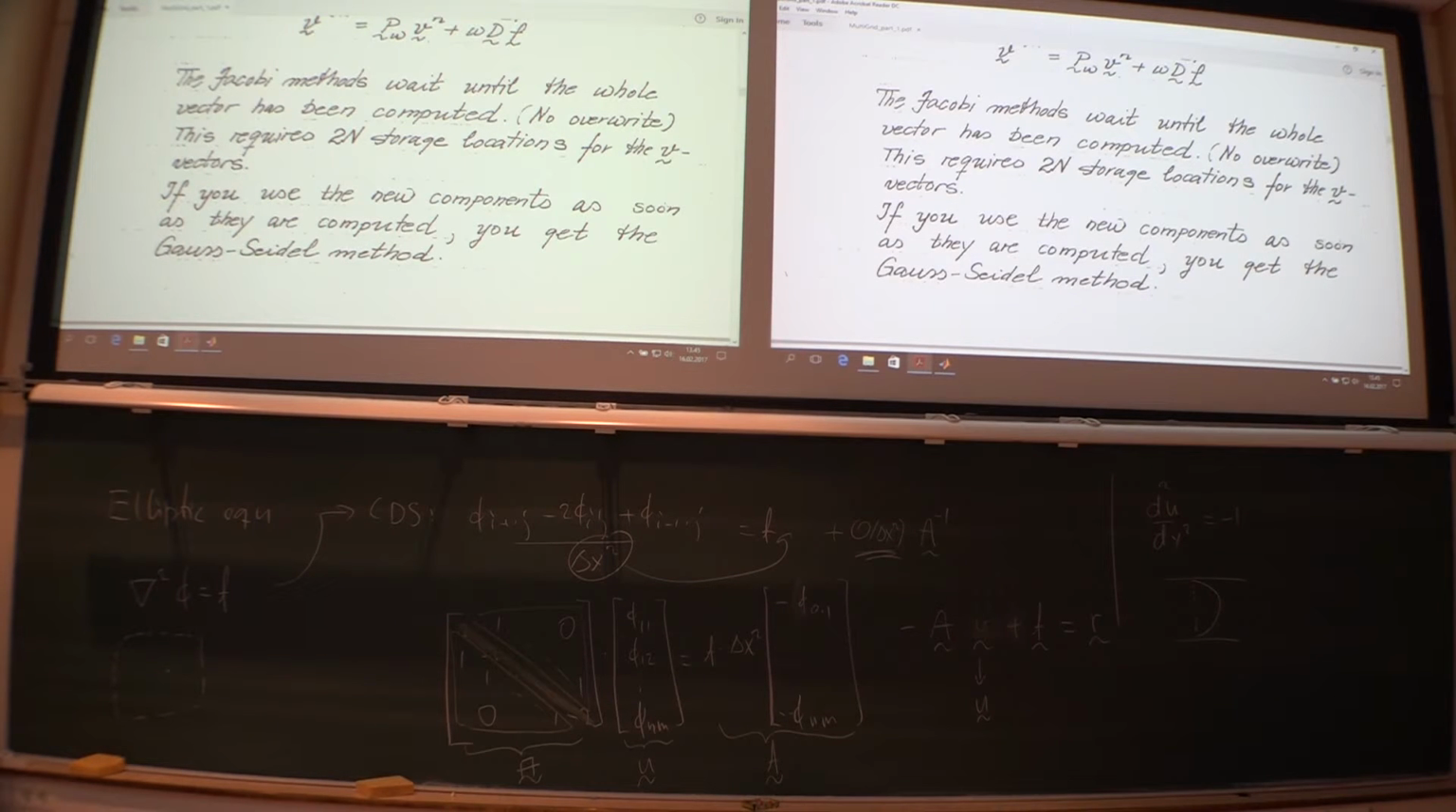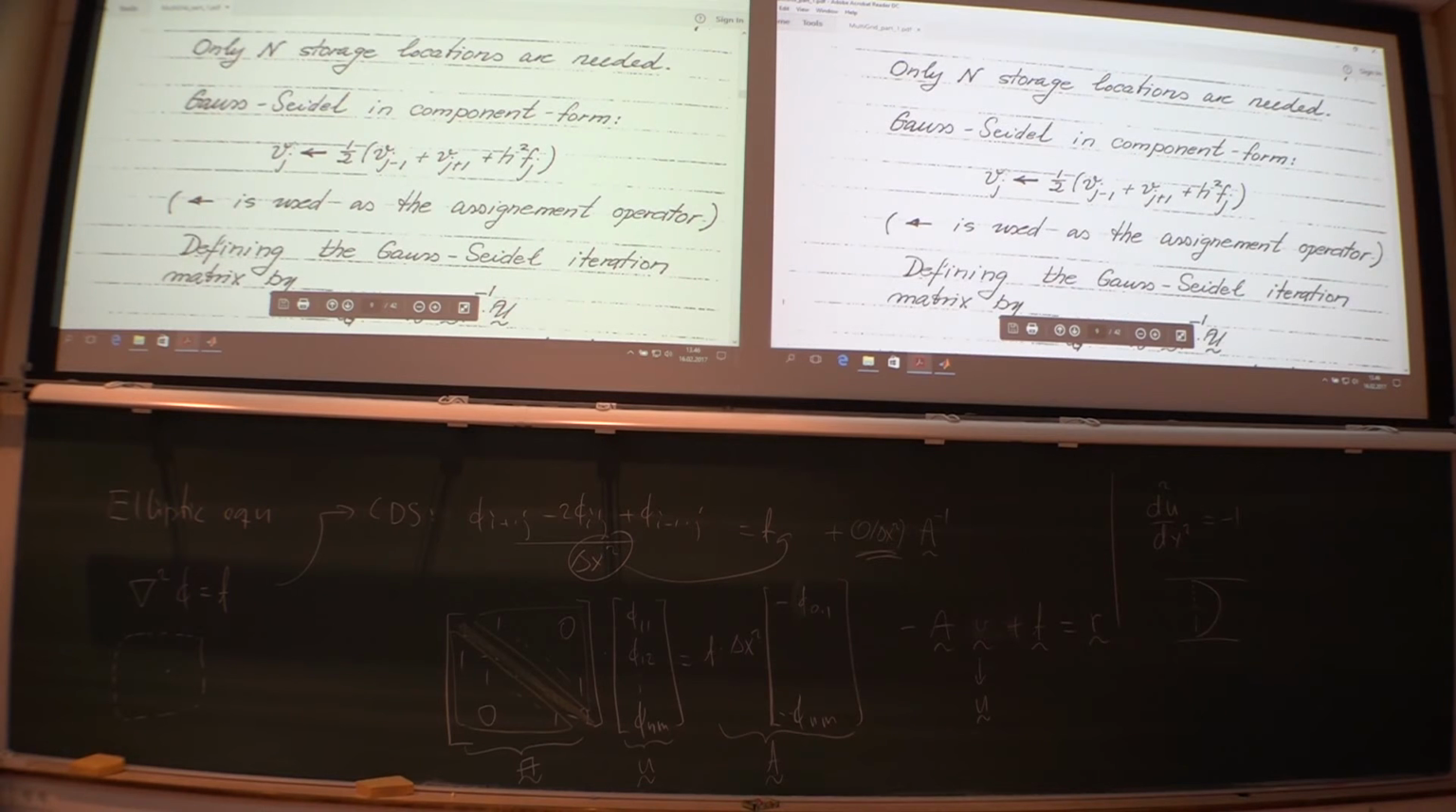Yeah, and that's Jacobi. No overwrite of your unknown. You have to calculate everything based on the previous values, so you need additional storage here. If you don't do it, then we call it Gauss-Seidel. You don't use additional storage. We use Gauss-Seidel.